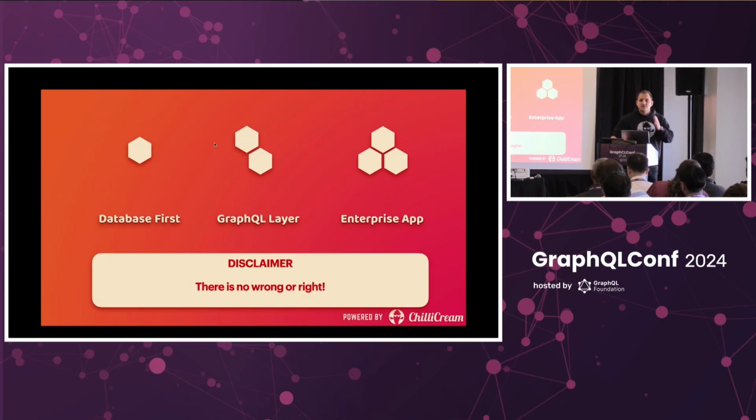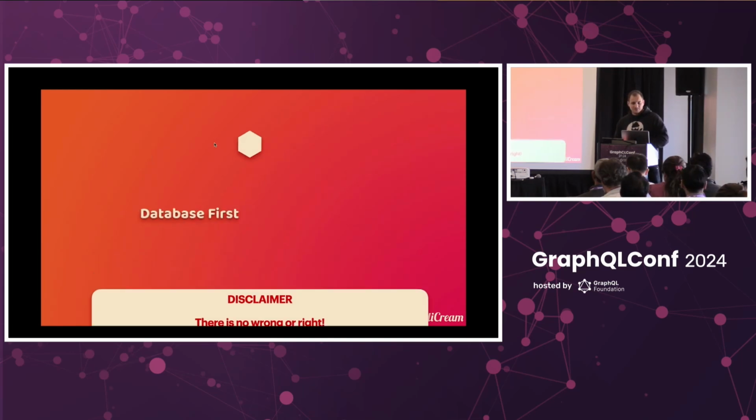Little disclaimer up front. Whatever you do, if you see yourself doing one of these patterns and it works for you, do not think about changing it if you do not see any reason for it. So it's not wrong to do database first or to do an enterprise app or something like a GraphQL layer. So just use whatever works for you best.